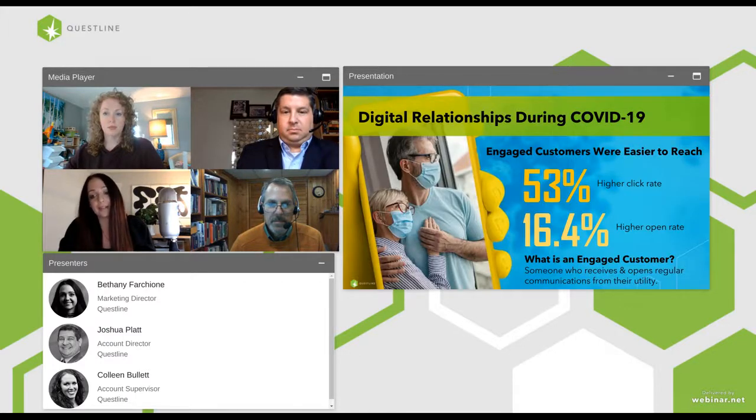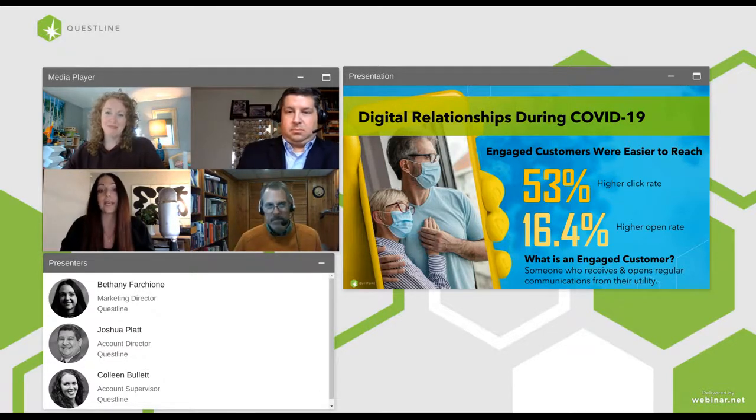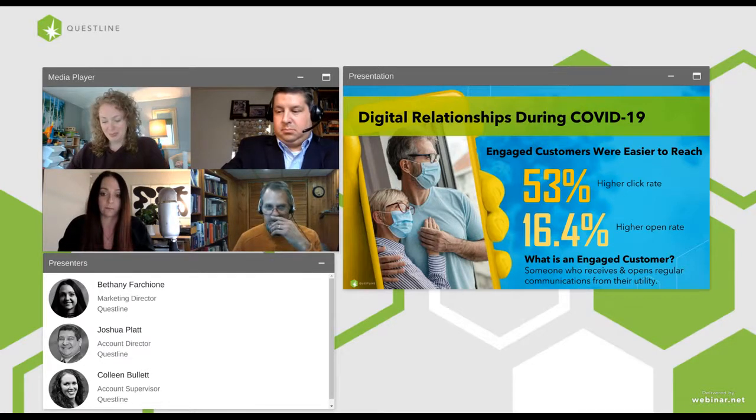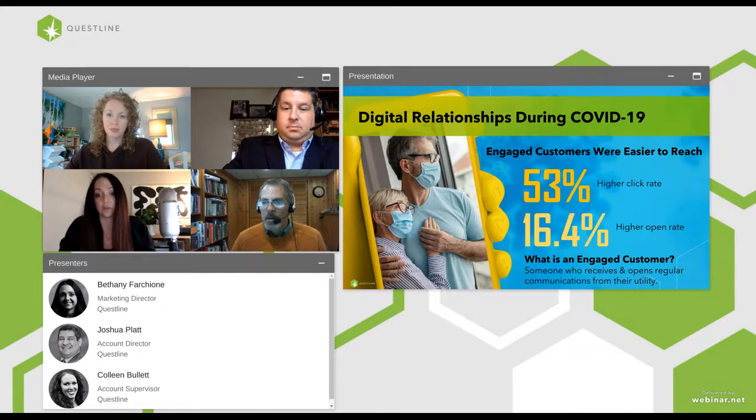So I know most of us have many of our vaccines now, and we're tired of hearing about COVID, so I promise I won't talk about this very much, but I can't not mention it if we're looking at data from 2020. Utilities who had existing digital relationships with their customers had a much easier time reaching them during COVID. So by maintaining engagement during good times, they were able to effectively reach customers during the bad times. We saw engagement go up for people who were already communicating digitally or over email with their utility. They had a 53.1% higher click rate, and they opened emails at a 16.4% higher rate.